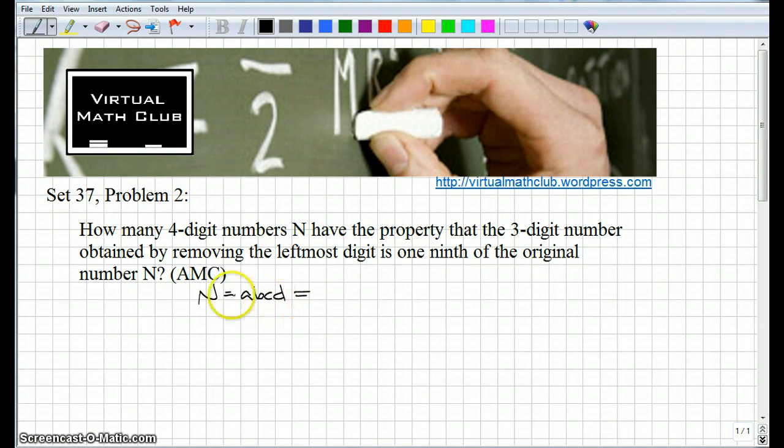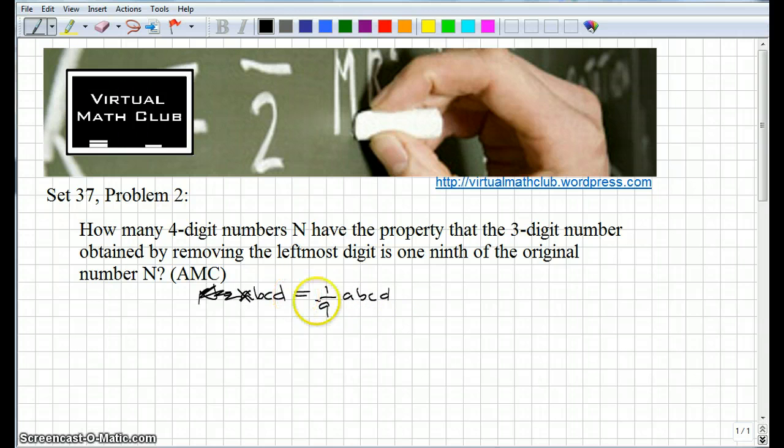And if we take off the leftmost digit, so let's say we take off this digit, then that resulting number is 1/9 of the original number, A, B, C, D, right? So now that I've taken off this digit, this doesn't hold anymore. But essentially we're looking at B, C, D is equal to 1/9 of A, B, C, D.